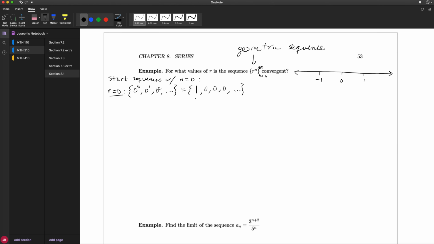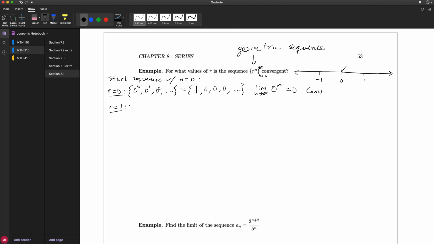And so we have to ask ourselves, does this sequence converge? Are these values settling down as we go on farther down the list? And I think the answer is yes, right? They're all settling at 0. So I think what we're going to say is that we get a convergent sequence when R is equal to 0, and the limit is 0, right? So this is convergent. So I'm going to put a check mark right here at 0.